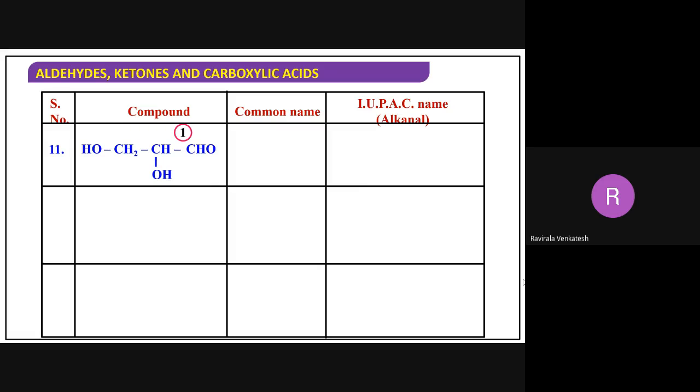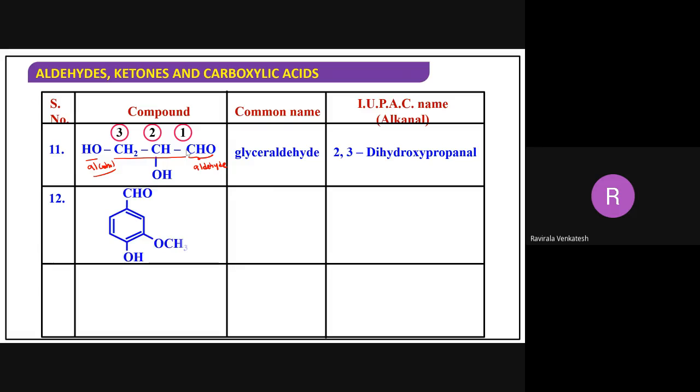Now some more nomenclature, some typical molecules. This is called glyceraldehyde, the common name. The IUPAC name: carbon 2 has a hydroxy group, 3 also has a hydroxy group. But numbering has to start from the aldehyde, because aldehydes have more priority than alcohols. So it is 2,3-dihydroxy. Total number of carbons is 3, therefore propanal.